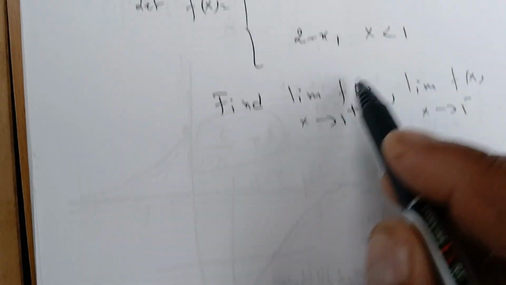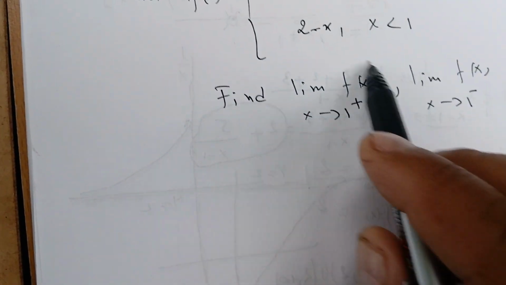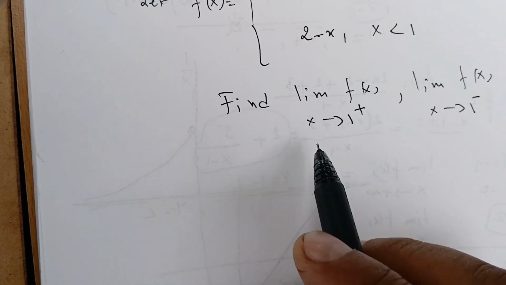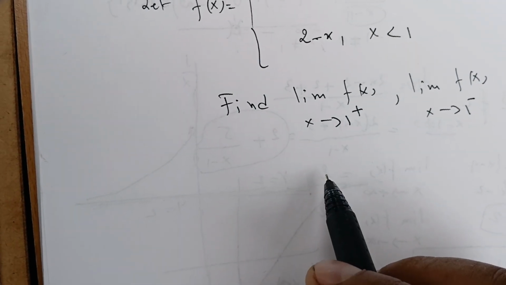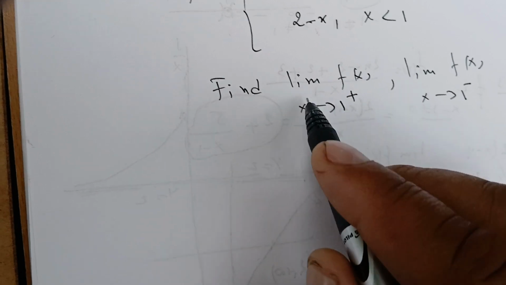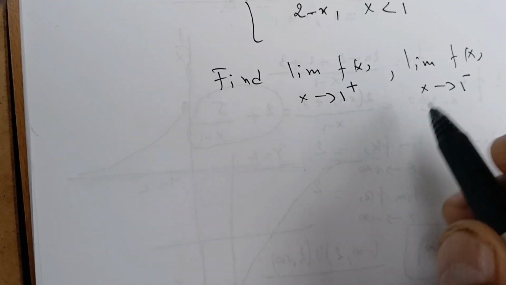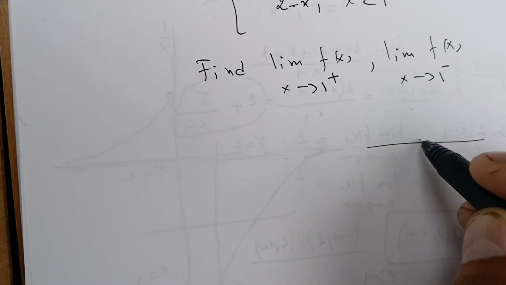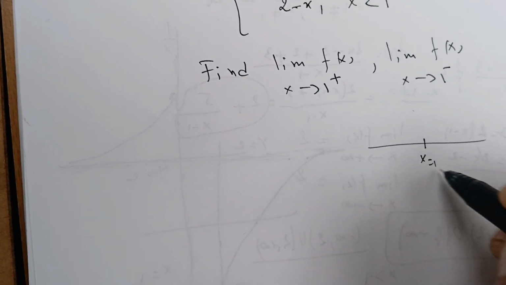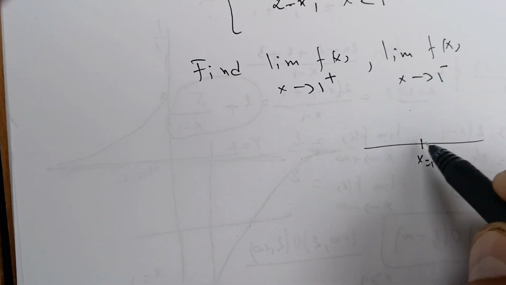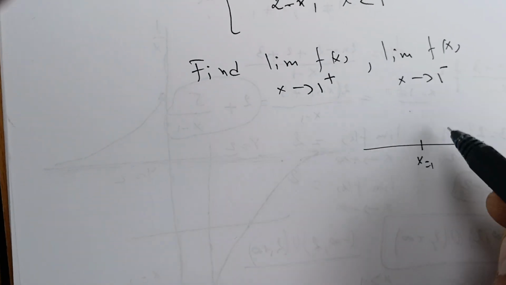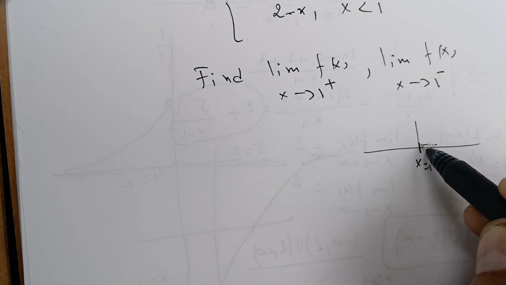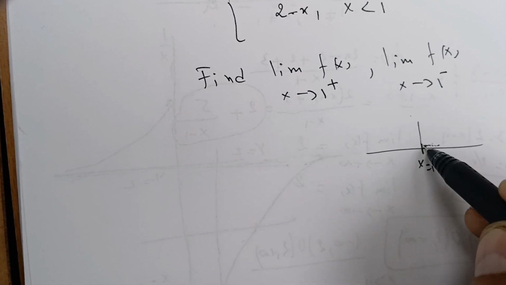Here we are asked to find the limit from the right at this value, x equals 1. So the limit when x goes to 1 from the right. Okay, let's have the picture. So this is our value, x equals 1. When we say the limit when x goes to 1 from the right, that means we get close to 1 from the right. We don't touch 1, but we get close to it.